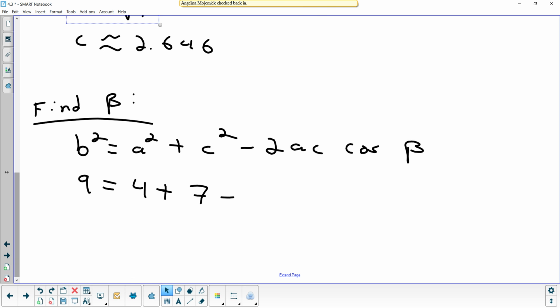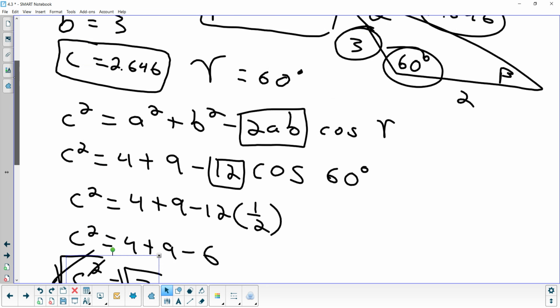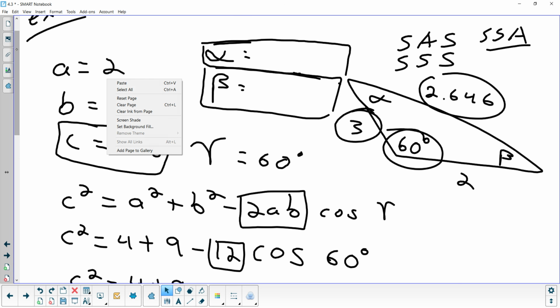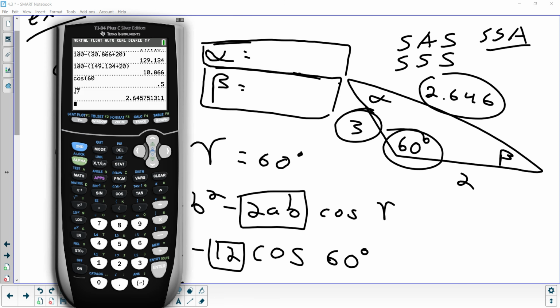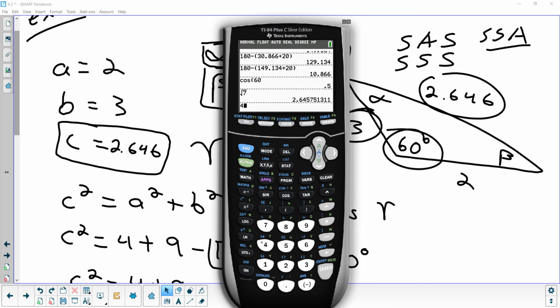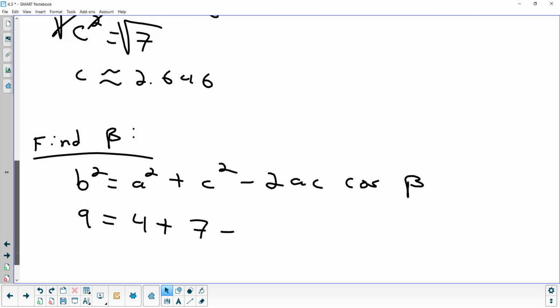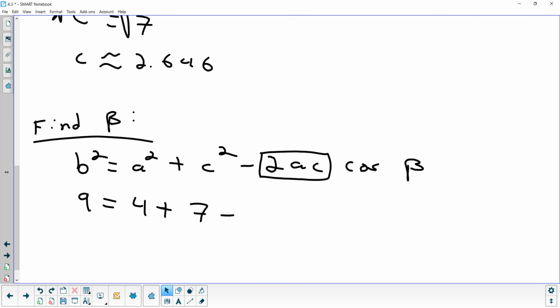Minus 2 times a times c. All right, 2 times a, that's 4. Now I need 4 times c. I need a calculator at this point. So 4 times 2.646. That's 10.584. So this part comes out to 10.584. 2 times a times c. Yes, we did have to use what we calculated for c. There's no way around it. So that means if you got c wrong, unfortunately it's going to mess up beta as well.